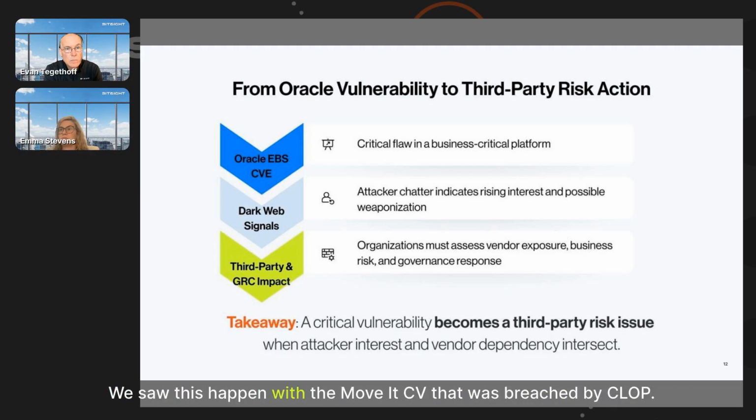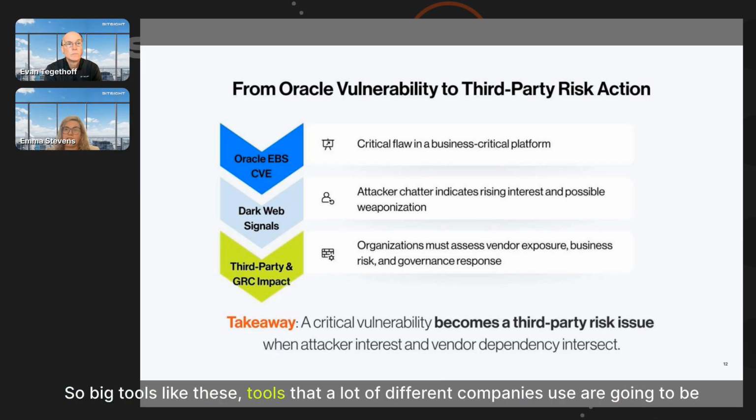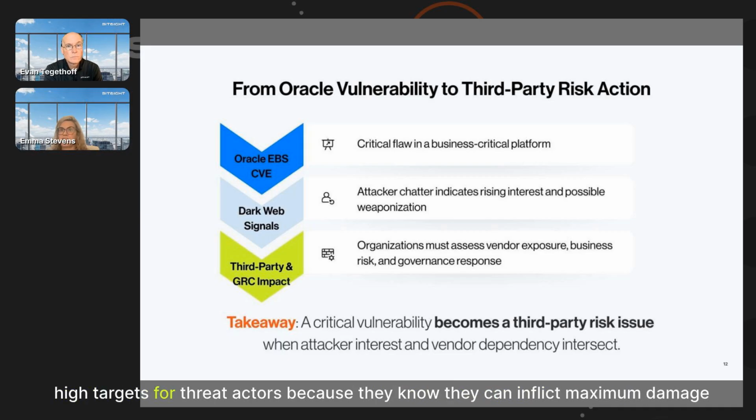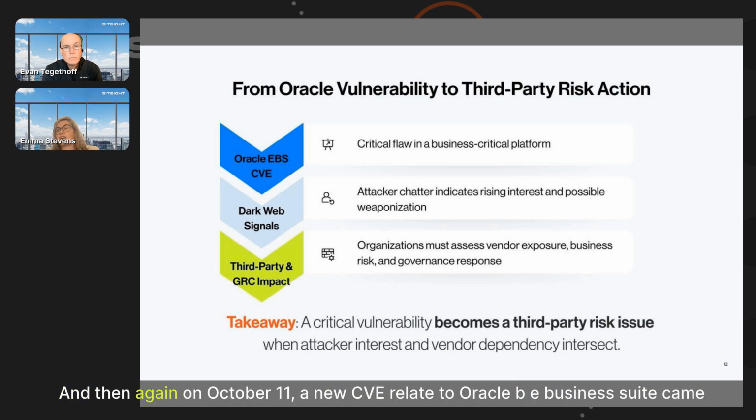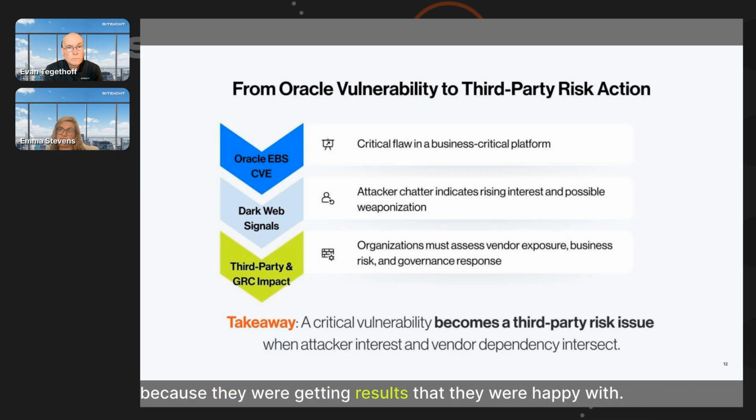We saw this happen with the MOVEit CVE that was exploited by Clop. So big tools like these, tools that a lot of different companies use, are going to be high targets for threat actors, because they know they can inflict maximum damage if they get into one of these tools. And then again, on October 11th, a new CVE related to Oracle E-Business Suite came out, again showing just how much threat actors were persistently targeting Oracle because they were getting results that they were happy with.